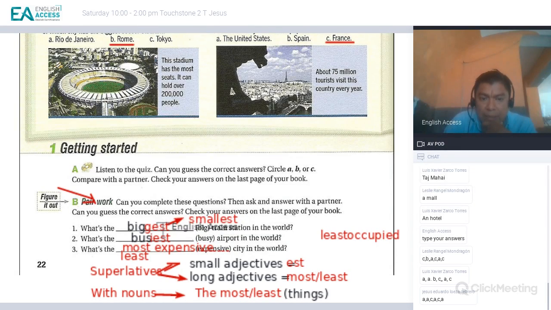Yes? So what's the biggest train station in the world? Or the opposite, what's the smallest train station in the world? Number two, what's the busiest airport in the world? Or the opposite, what's the least occupied airport in the world? Number three, what's the most expensive city in the world? Or what's the least expensive city in the world? Yes? Any questions?